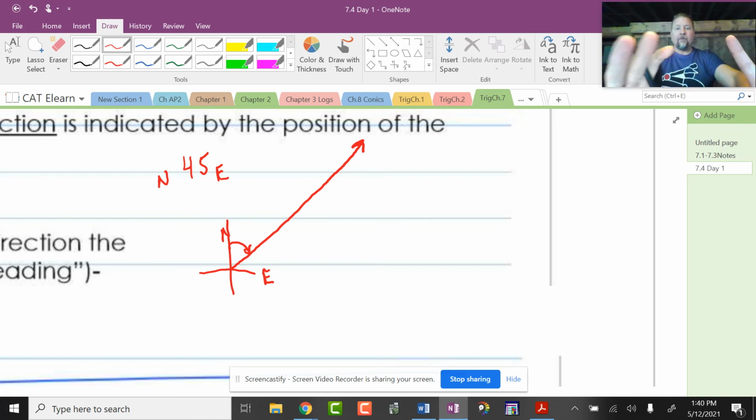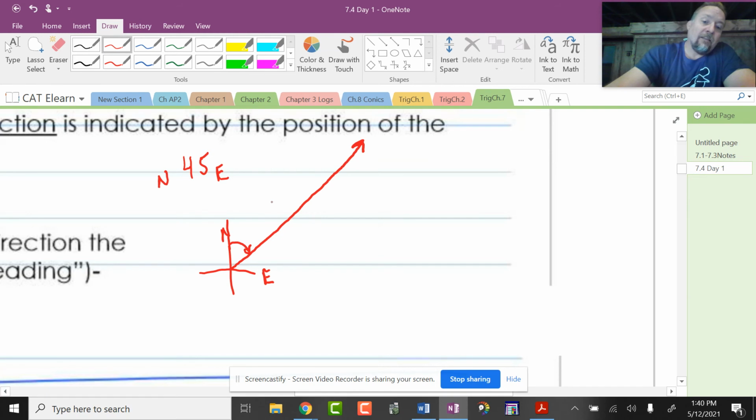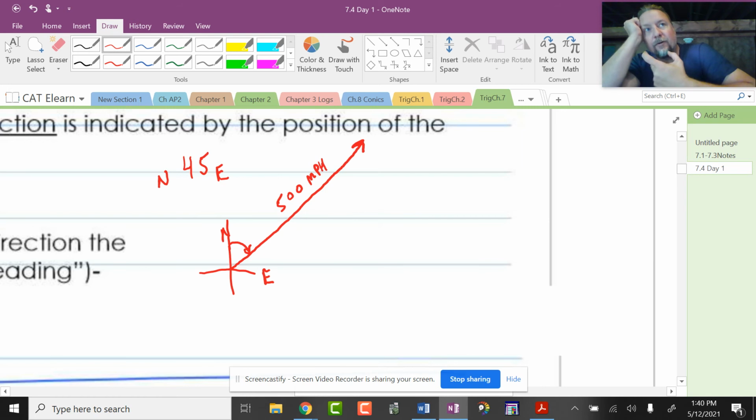So here's a map. Here's a plane flying, maybe from Dallas to New York. I don't know if that's directly north 45 east. Don't know. But the length of this has meaning. So we're going to say that this is 500 miles per hour. That's the length. That's its vector magnitude.